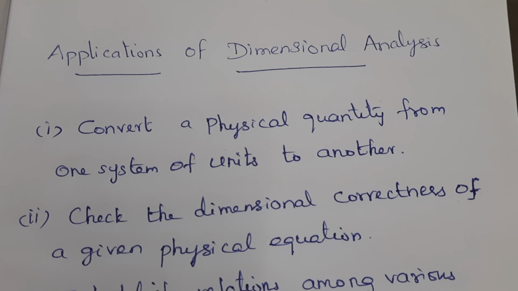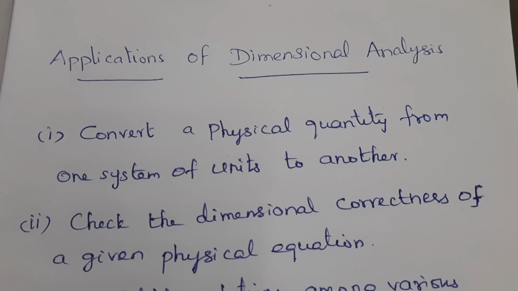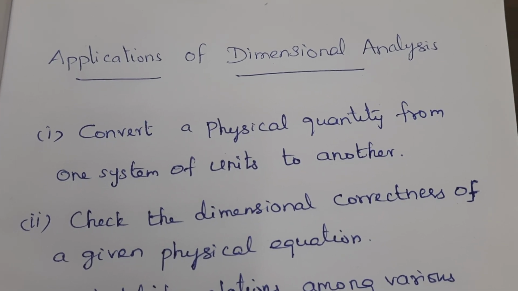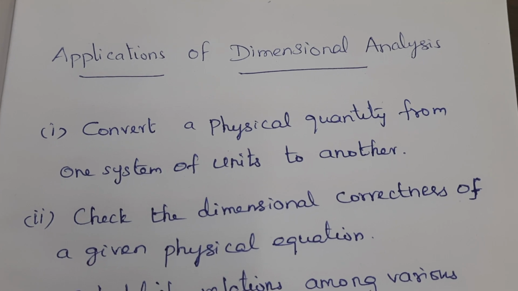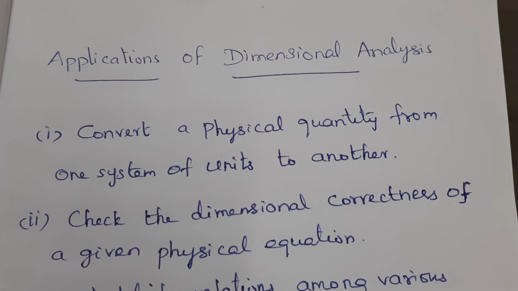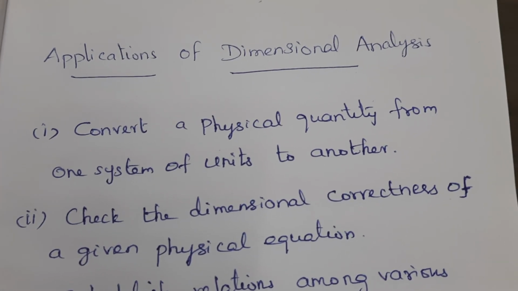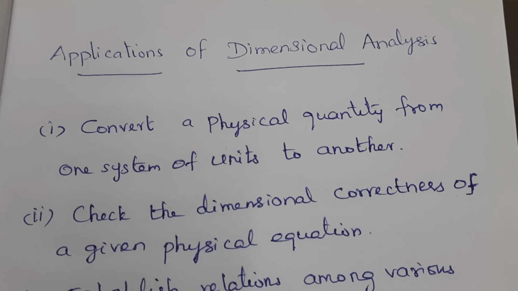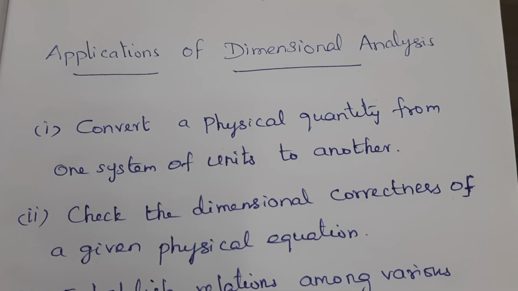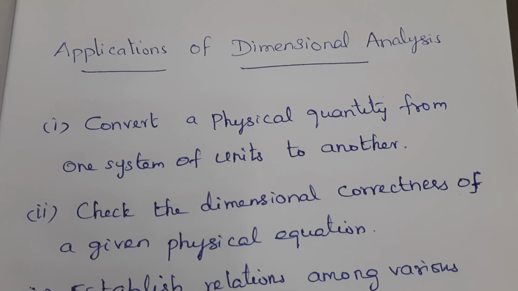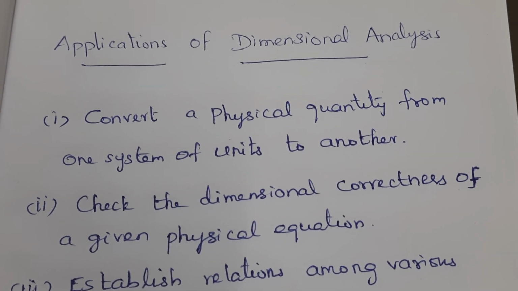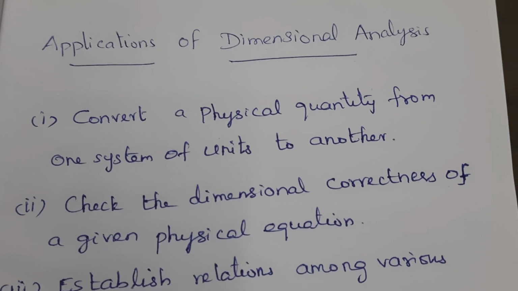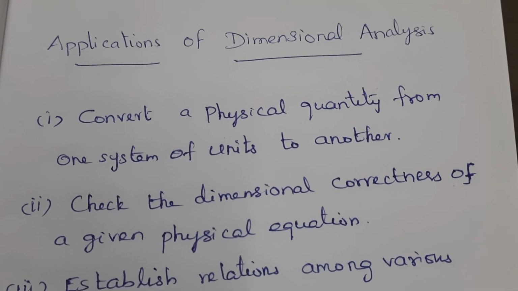In the previous physics class, we have discussed dimensional analysis. So what is meant by dimension? The dimensions of a physical quantity are the powers to which the units of base quantities are required to represent the derived units of the quantity.